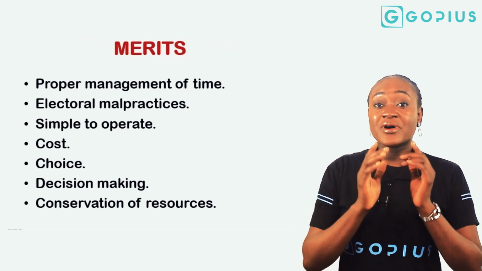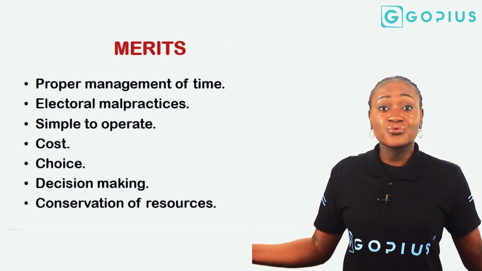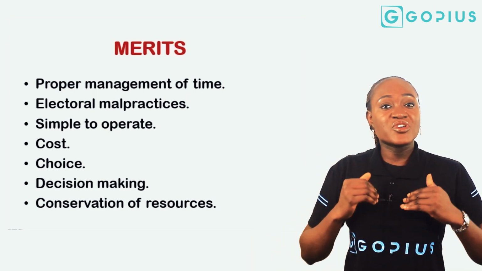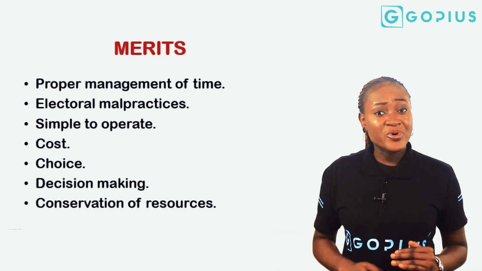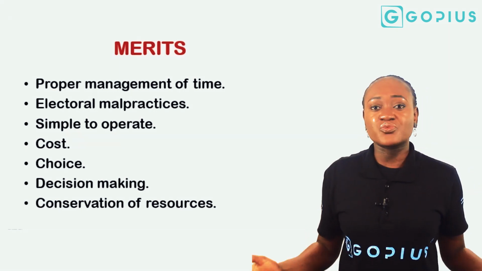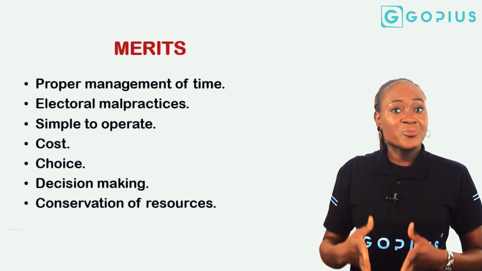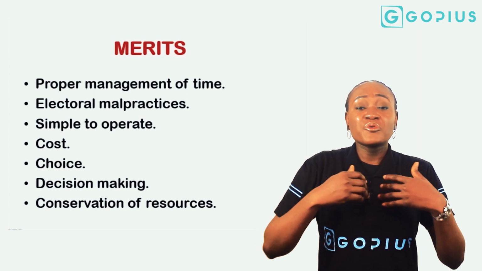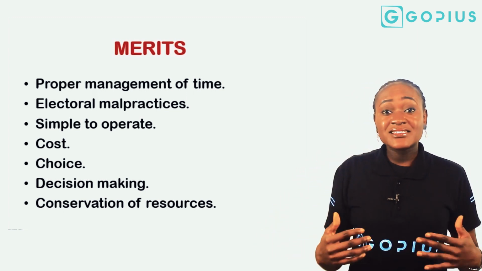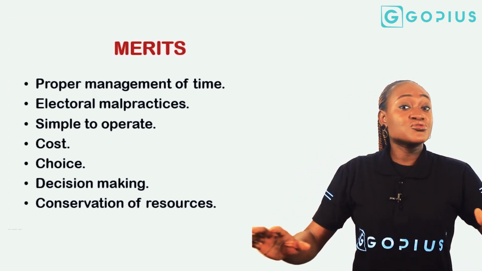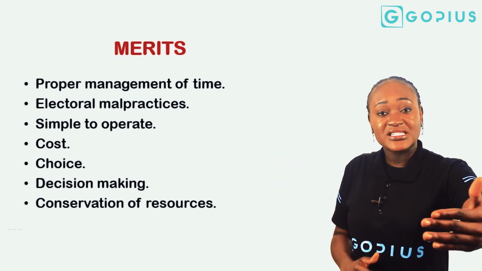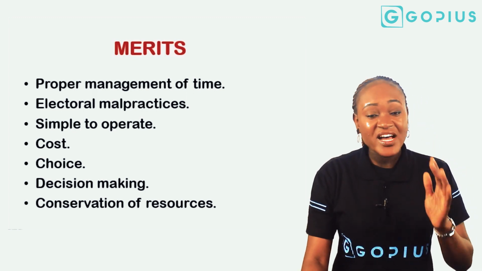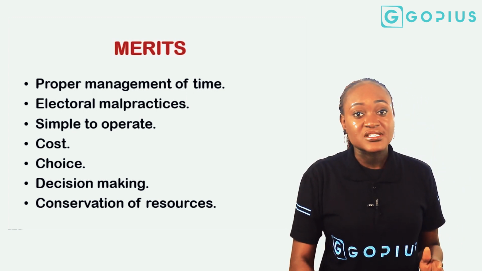Now there are advantages to this zero party system. It allows for proper management of time because we don't have to go through any party or through any rigorous process. Time is conserved, and electoral malpractices are reduced because there's no influence from political parties. It is simple to operate, it is cost effective, and people could just vote or elect the leaders by choice. It doesn't go through any party. So if you're not for a party, you cannot choose that person. And of course, decision making is very fast and it conserves resources.